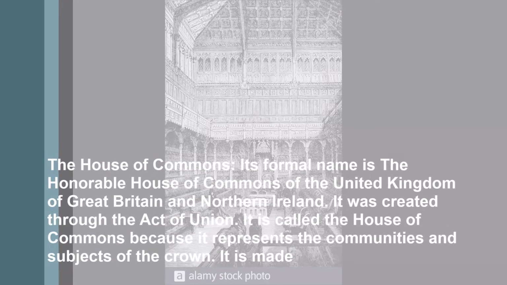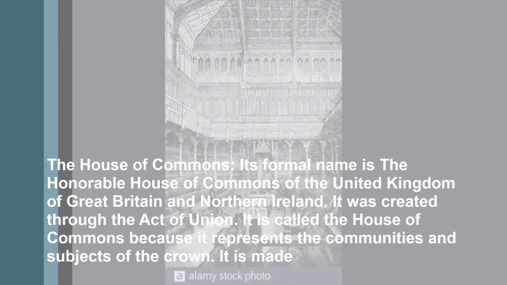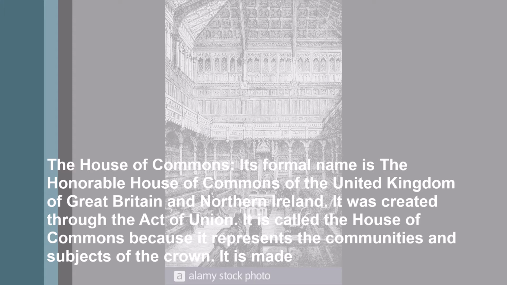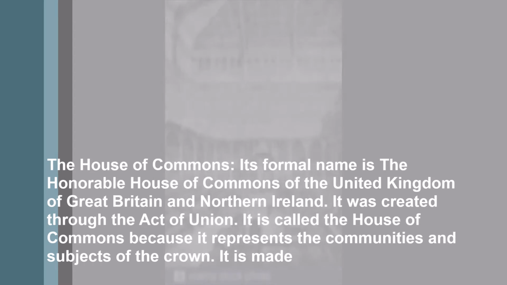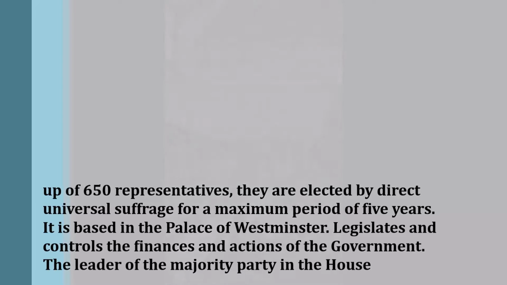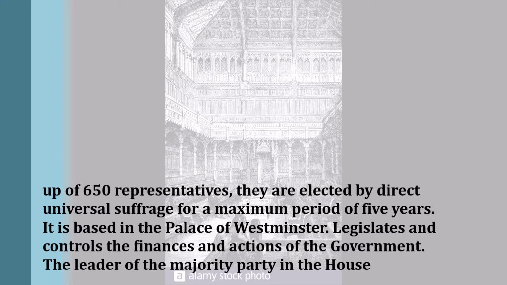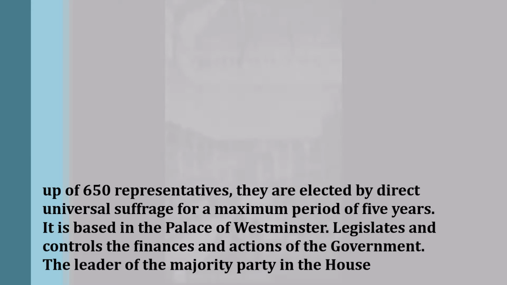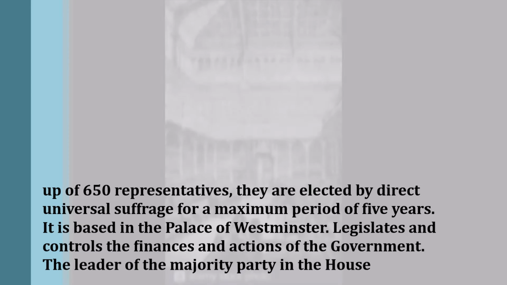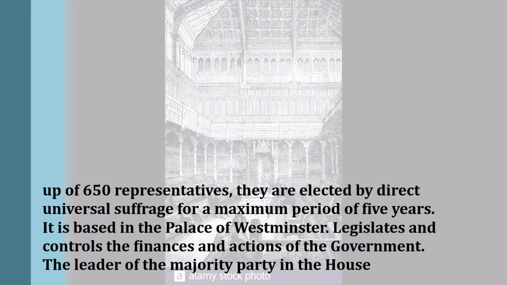The House of Commons. Its formal name is the Honourable House of Commons of the United Kingdom of Great Britain and Northern Ireland. It was created through the Act of Union. It is called the House of Commons because it represents the communities and subjects of the crown. It is made up of 650 representatives. They are elected by direct universal suffrage for a maximum period of 5 years. It is based in the Palace of Westminster.